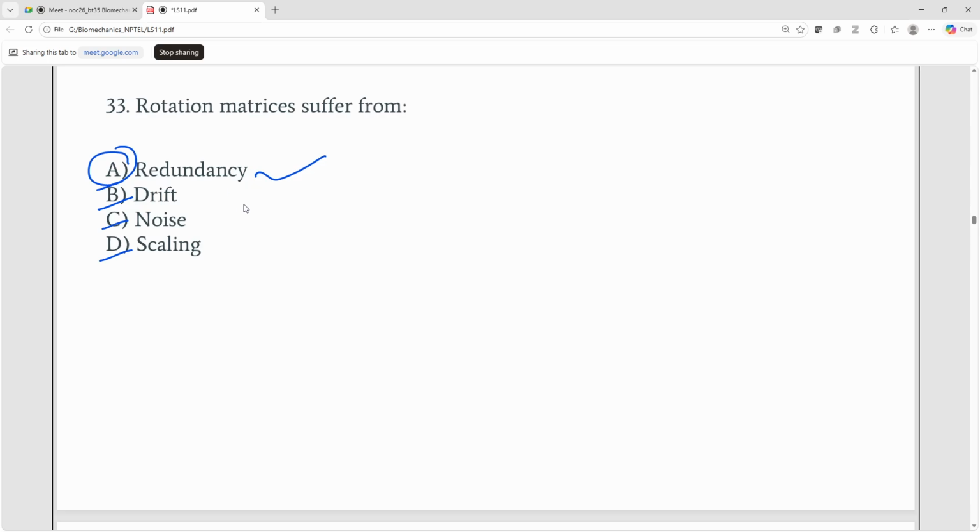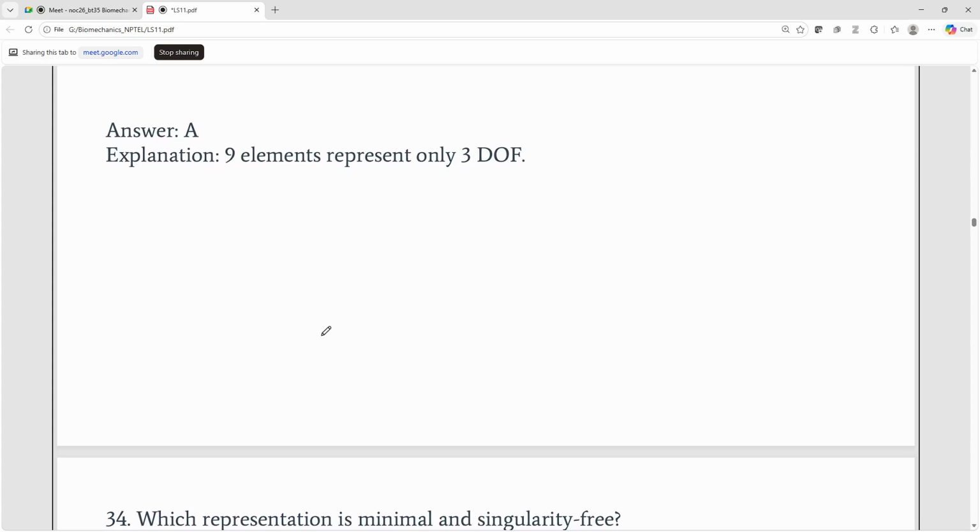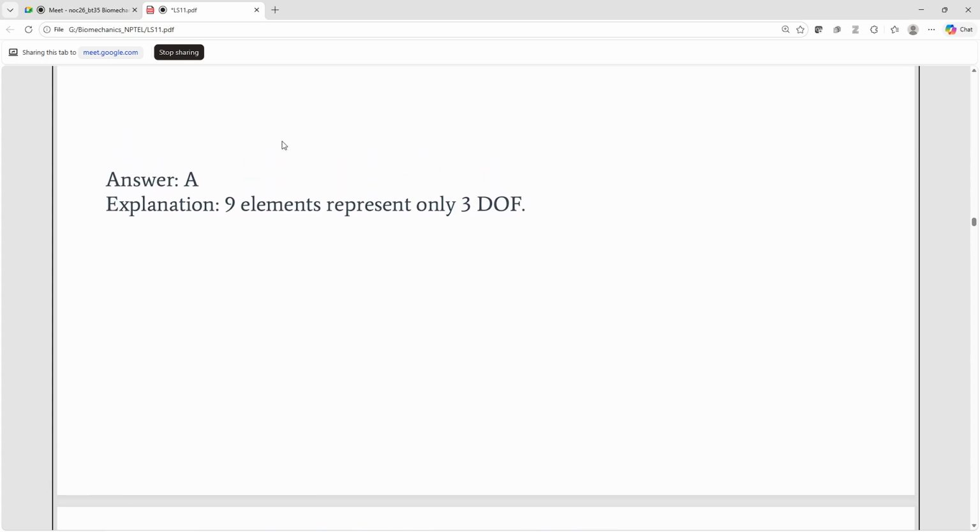Rotation matrices suffer from redundancy because we use 9 elements when the rotation matrix is 3 by 3, which means 9 elements, and it only represents 3 degrees of freedom. So rotation matrices suffer from redundancy.